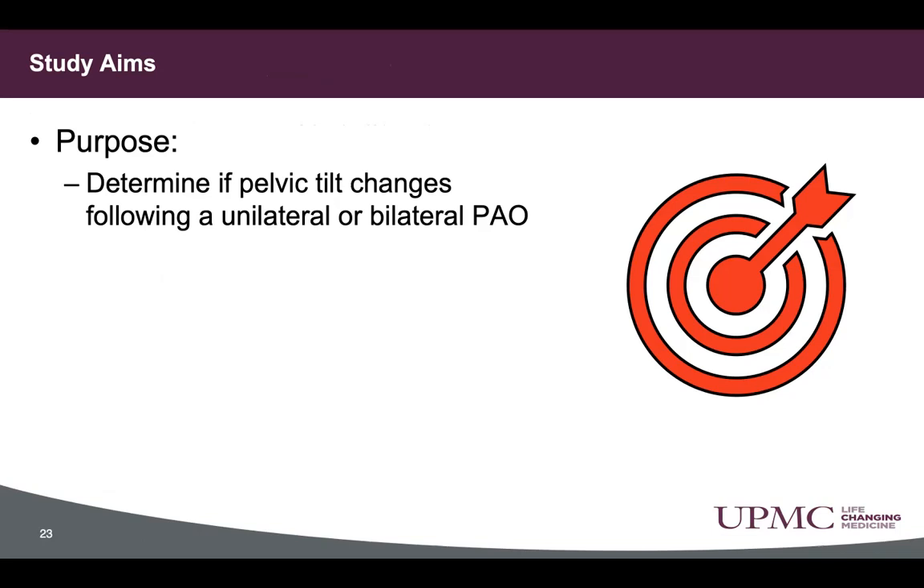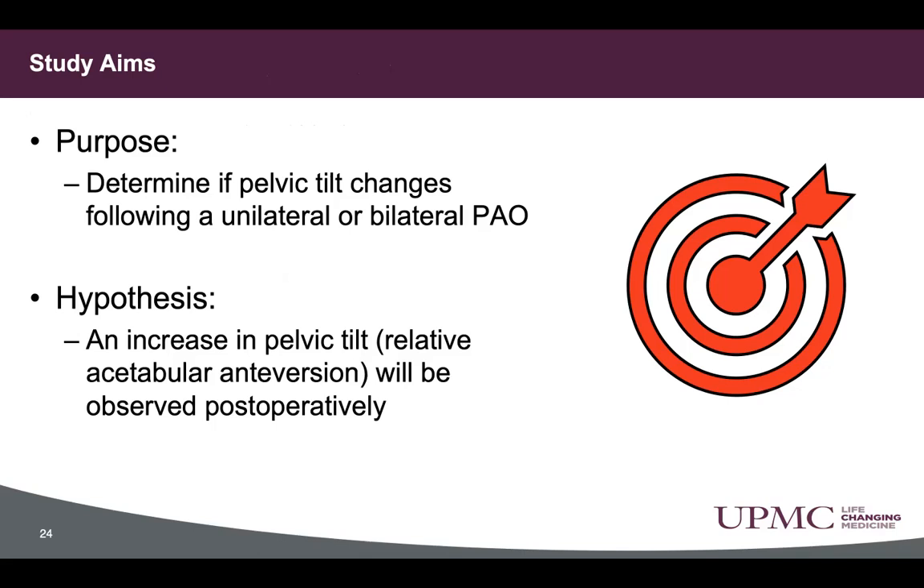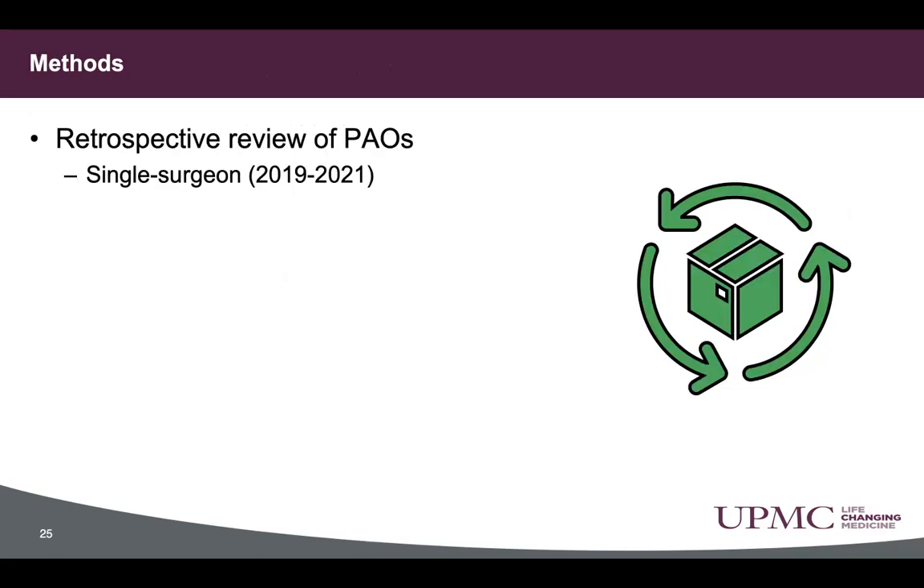So the purpose of our study was to address some of the prior limitations in the hip preservation literature and determine if pelvic tilt changes following a unilateral or bilateral PAO. Our hypothesis is that there would be an increase in pelvic tilt, or relative acetabular anteversion, observed postoperatively.